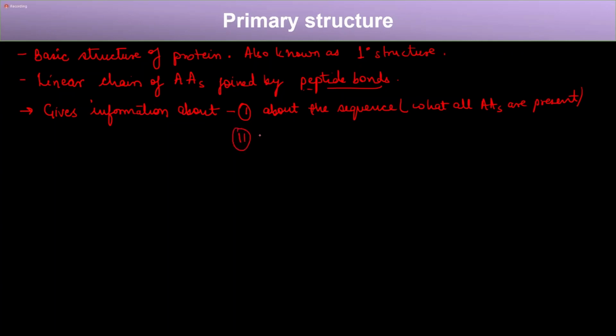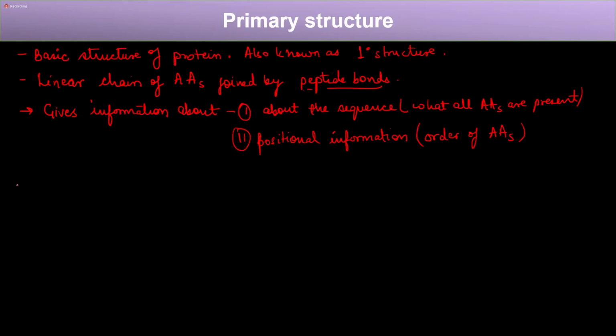The second information it gives is positional information. What do I mean by positional information? It means the order of amino acids. If someone asks which amino acid is present at the fourth position, or which amino acid is present at the 10th position, then by analyzing the primary structure, you can get this information. So the primary structure gives information about the sequence and the positional information.